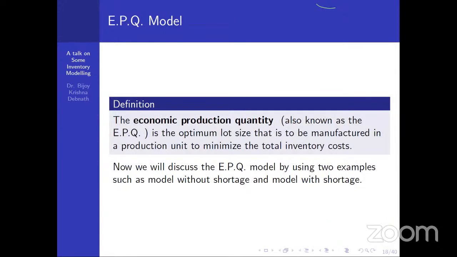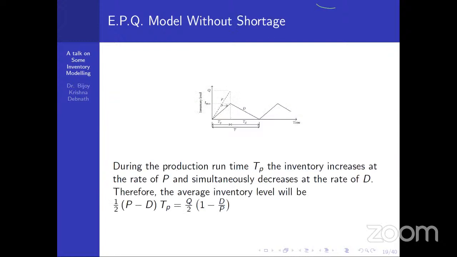Now coming to another concept, called economic production quantity. You can approach economic production quantity in two ways. One is that the manufacturer produces some items.